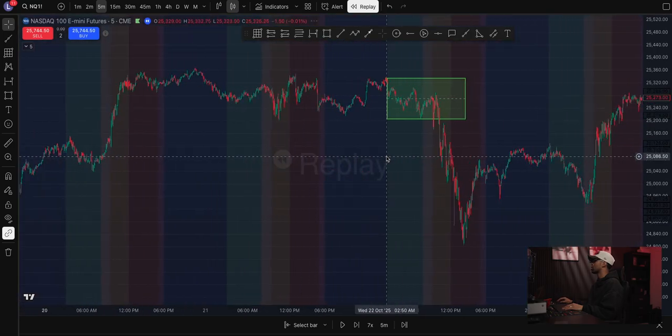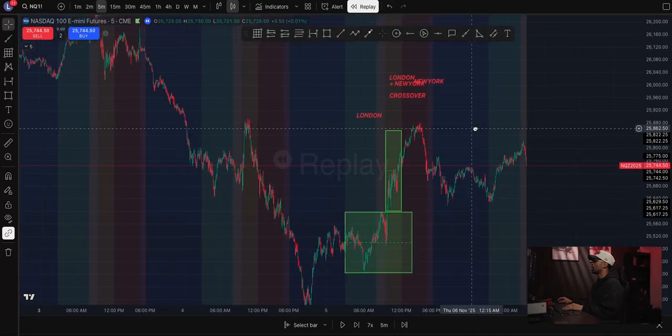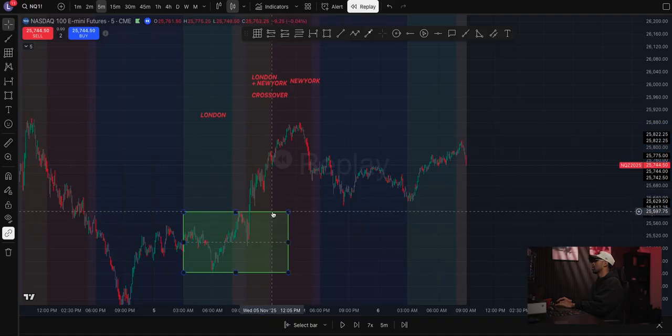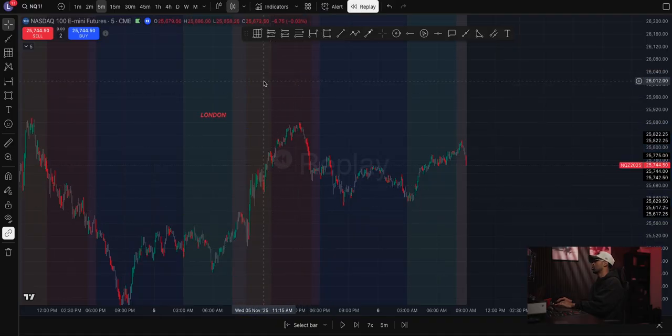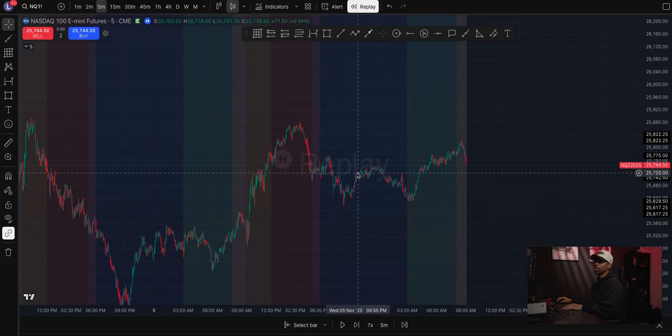So that is the first step of the strategy. We mark the high and the low of London. Again, this is the crossover area where all the volume is. This is London, and here is New York. This is the crossover. Remember, go back to your indicators. Make sure you find Sessions on Charts, by this guy here. That's something I would recommend getting.